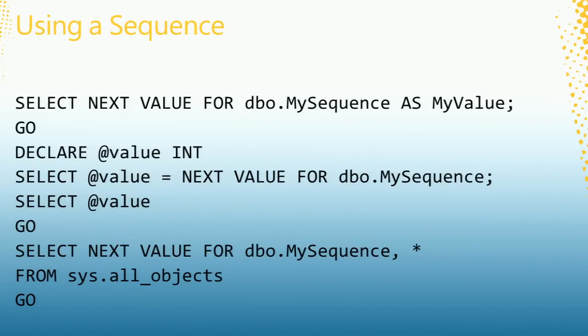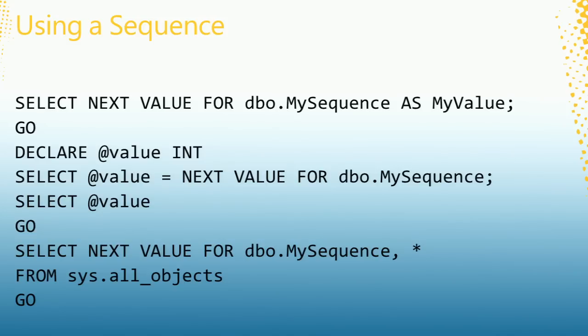And when you're using this guy, here's the syntax. If you're using it as part of a default value, you just do next value for dbo.mySequence, based on the sequence we just created. If you just want to grab the value out and use it within a T-SQL statement, within a stored proc or a function, you can use that middle block of code there: declare value, set value equal to next value for dbo.mySequence.